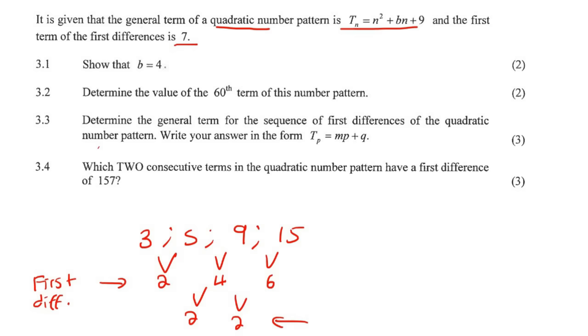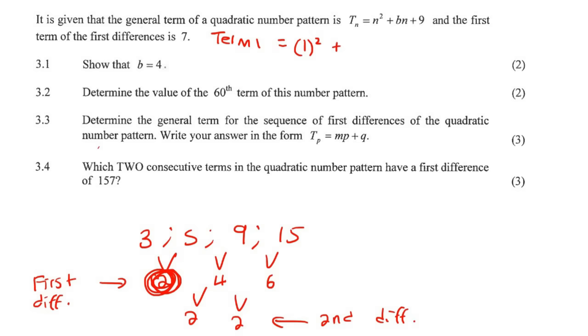And it's quadratic because the second differences remain constant. That is what quadratic is. So it says that we've got the sequence, and it says that the first term of the first differences is 7. So what they're saying is that this part here is a 7. Okay, so what we'll do is let's just go find term number 1. So to find term 1, you're just going to say 1 squared plus that plus that.